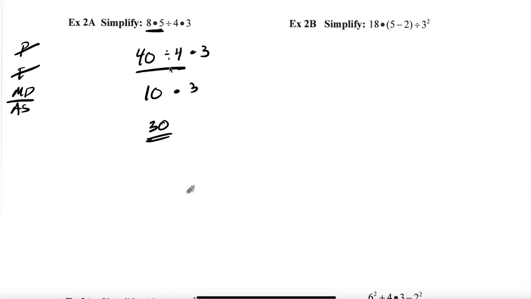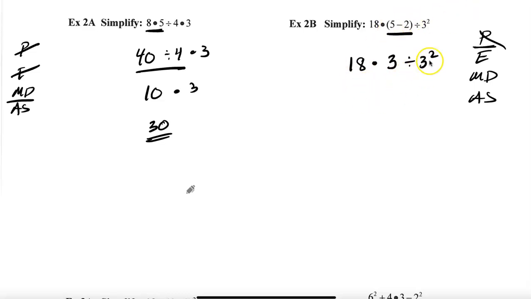Okay, next one. I see an exponent, so let's actually write out, please excuse my dear Aunt Sally. So first thing I see is parentheses. We're going to do that first. So we're going to do that in there. So that's going to be 18 times 5 minus 2 is 3, divided by 3 squared. So parentheses are gone.